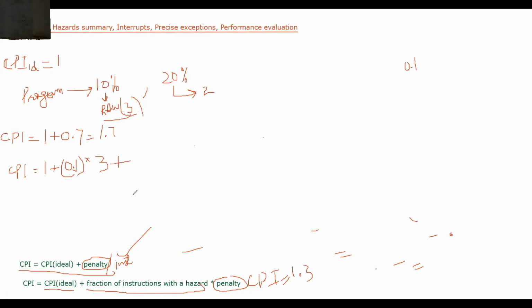Plus now we have to consider which hazard? Control hazard. So what is the fraction of instructions with a control hazard? It will be 0.2 into 2, where 2 will be the penalty. So the total will be equal to 1.7. So here we can see that we have to add this term for every hazard that is there in the program. So this is how we find out the CPI of a program on one processor.